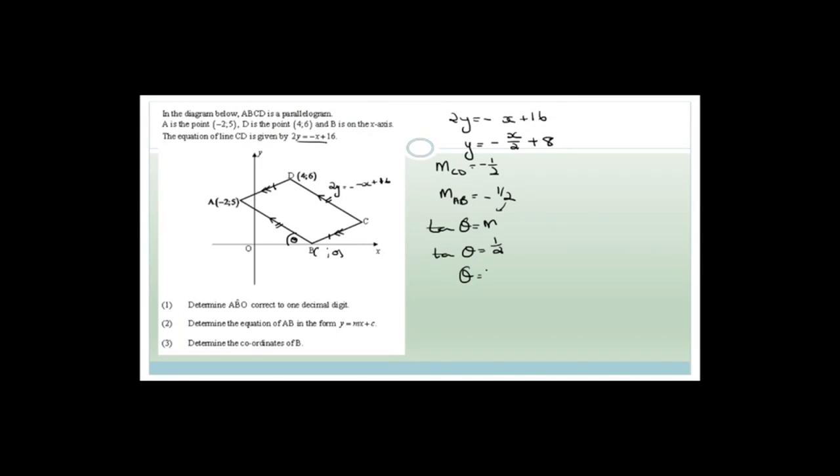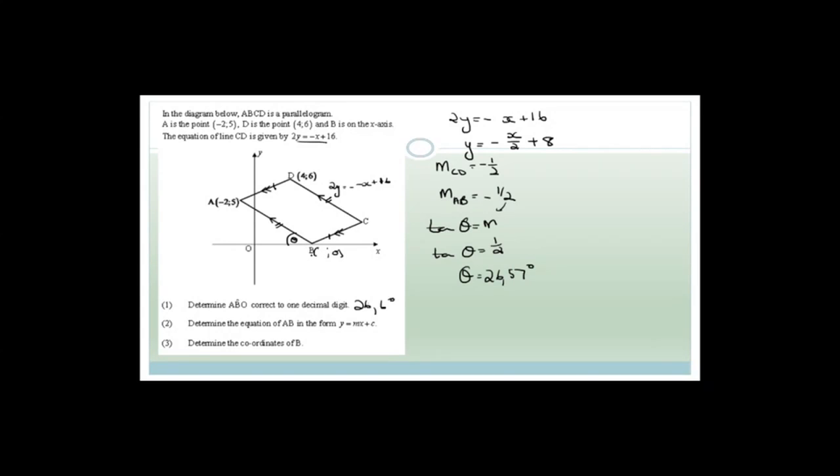26, so therefore that angle there is 26.57 degrees. 26, and they said one decimal place, so we round that off, so it becomes 26.6. Let me just correct that. It becomes 26.6 degrees.